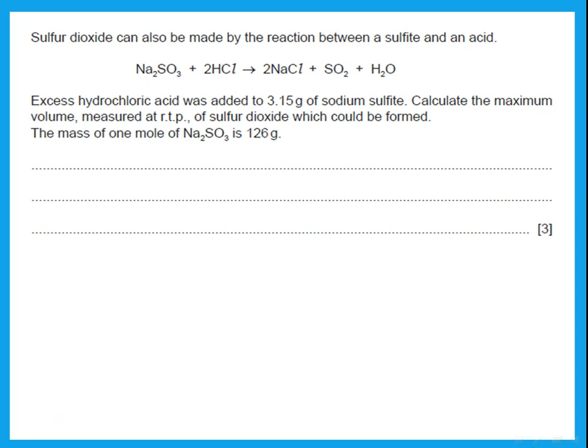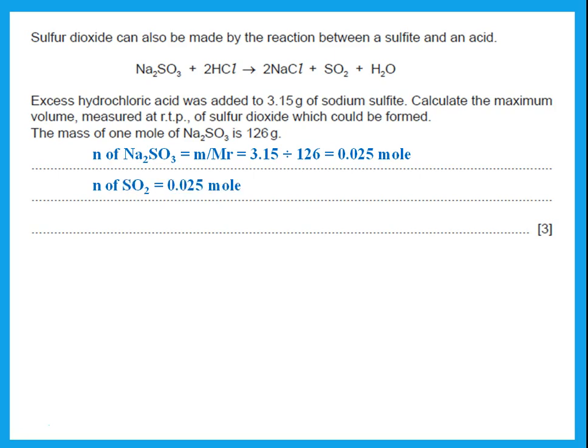Okay, so which information did he give me? He says 3.15 gram of sodium sulfite. And he gives me the information, mass of molecular mass. So the first thing I should do is get the number of moles of the sodium sulfite. Mass over molecular mass, that comes out to be 0.025 mole. Then, what is he asking about? He's asking about sulfur dioxide, the SO2. Now, I look at the equation. What is the number of moles of the SO2 relative to the Na2SO3? The sodium sulfite from the equation has the same number of moles as the SO2. So SO2 would be the same 0.025 mole.